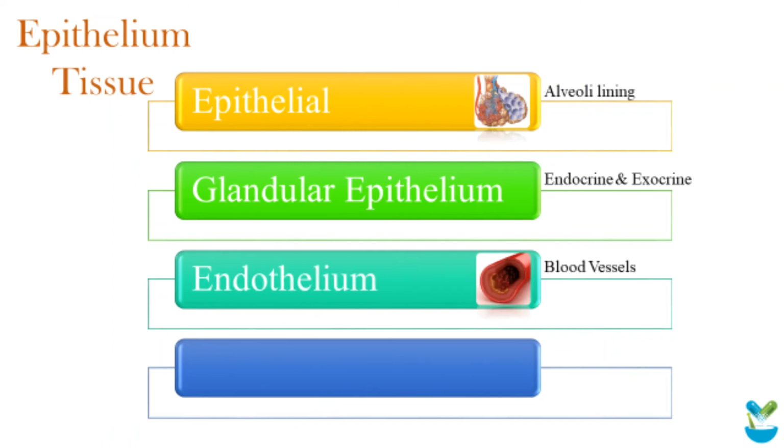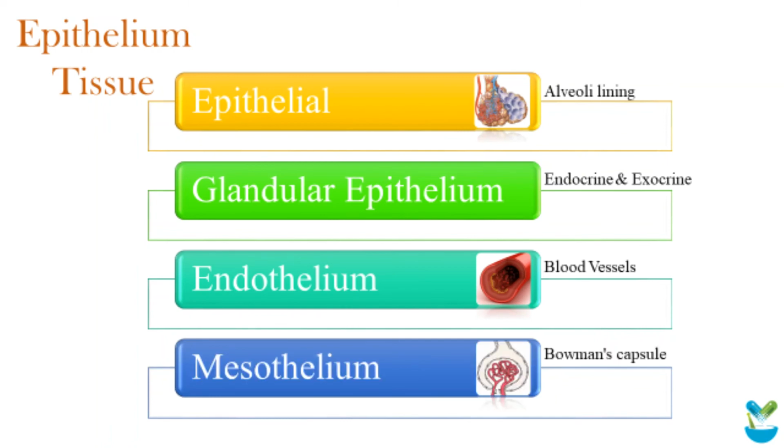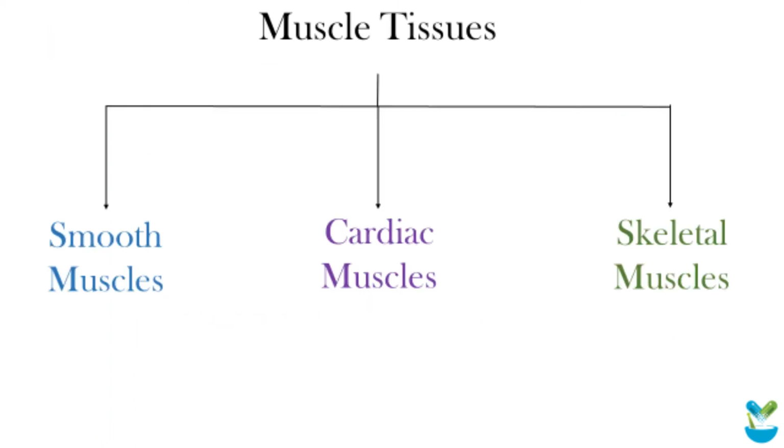Endothelium is the innermost lining of blood vessels. Mesothelium is the lining of Bowman's capsule, which is part of the nephron. It surrounds organs like the pleural membrane of the lungs and the pericardium of the heart.